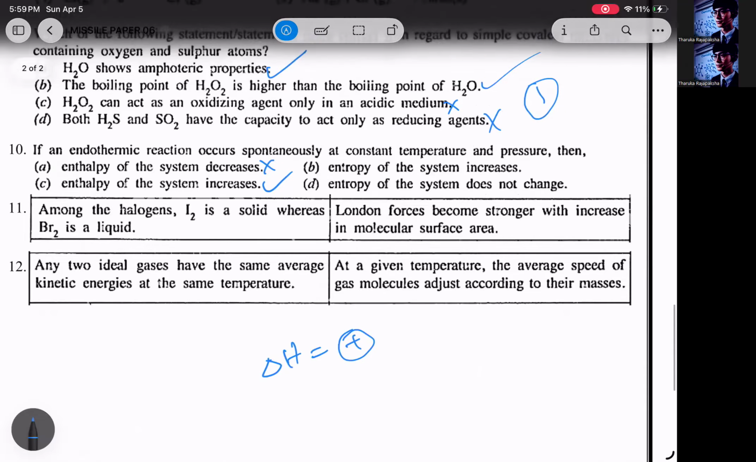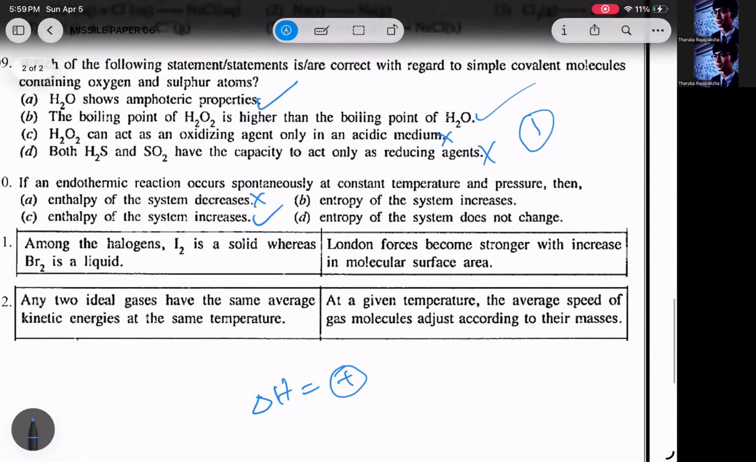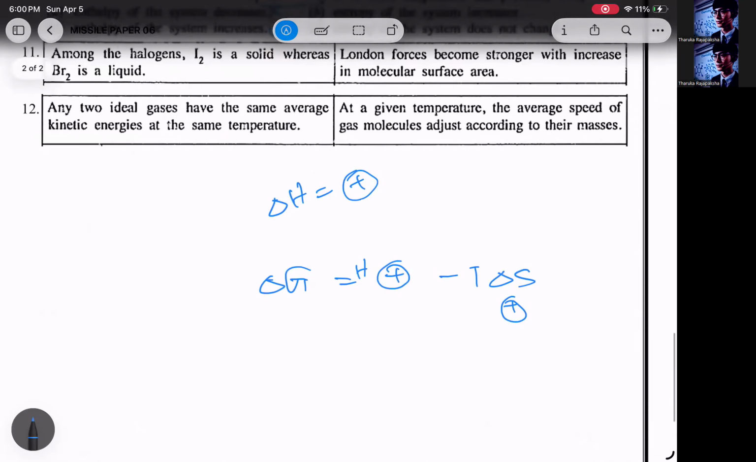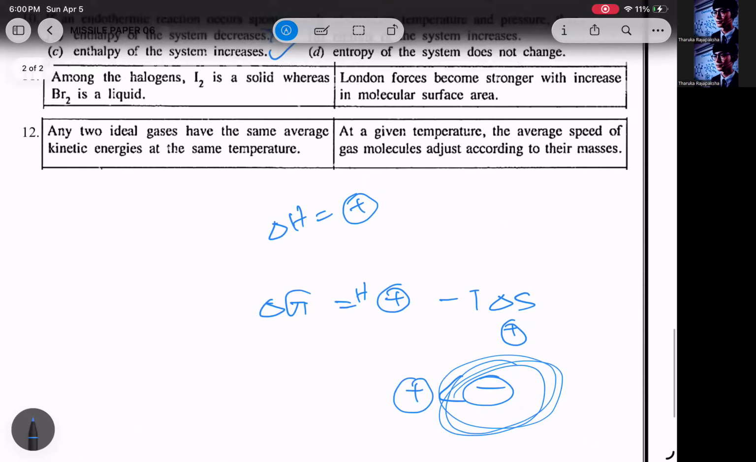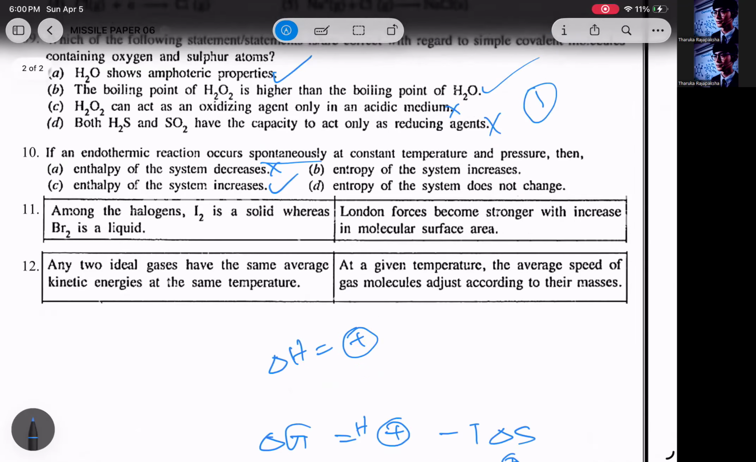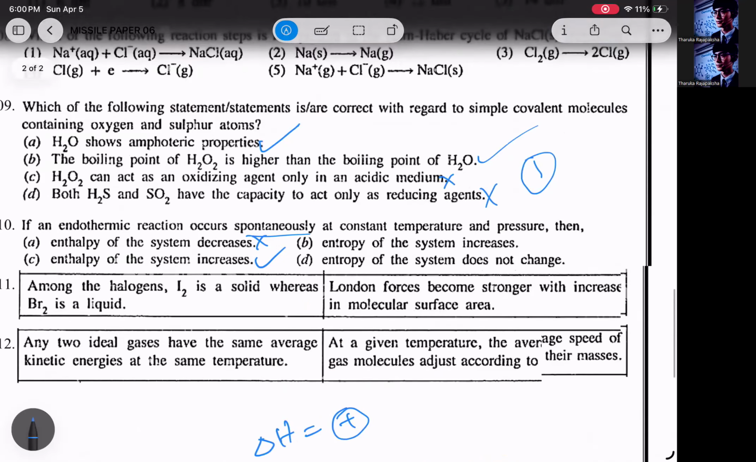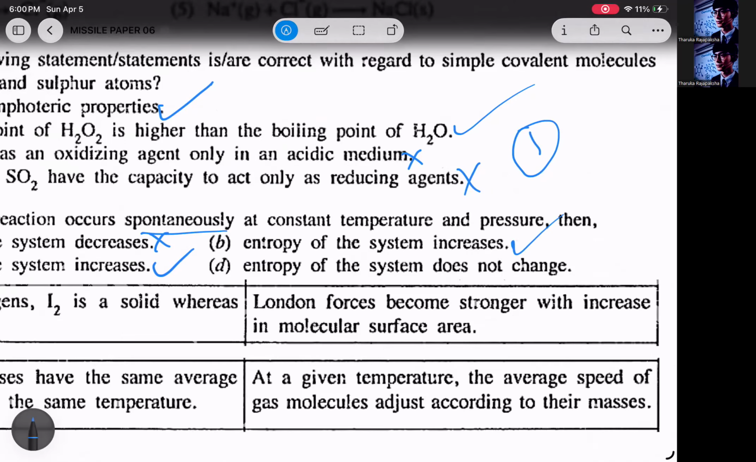Then B statement, entropy of the system increases. If it happens spontaneously, then delta G definitely should be negative, right? So delta H should be positive value, then minus T delta S. So if delta S is positive only, this reaction will happen. Otherwise, this won't happen. So at higher temperatures, for it to be spontaneous, it should have a positive delta S. So entropy of the system should definitely increase.